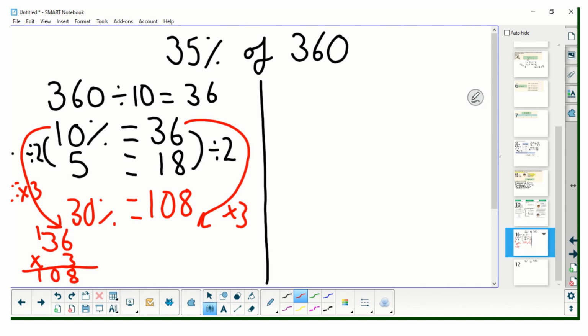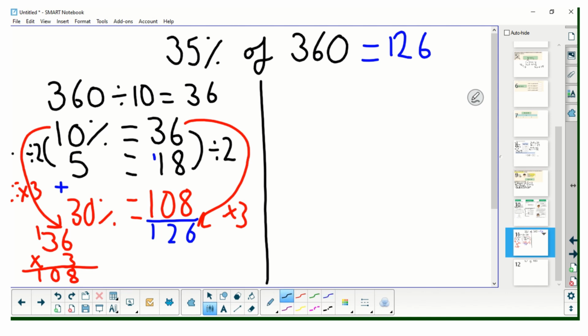Okay, so our final step here is we need to add 5% to 30%. So we're going to do 108 plus 18. 16, carry the 1. That's 2, 1. So we know that 35% of 360 is 126. That's one method we can choose.